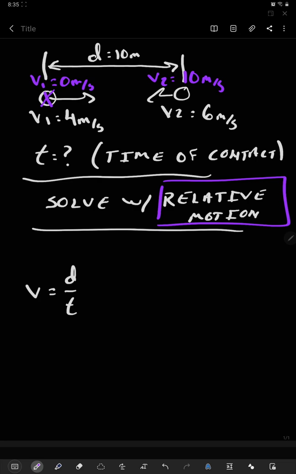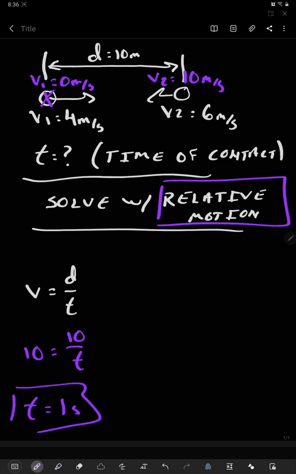So we can come down here, well, what's v? It's really v relative, so it's 10. So if object 2 is coming at me at 10 and it goes 10 meters, I can solve this for t. Just take t to the other side. 10 divided by 10 is 1 second. We're going to meet in 1 second.